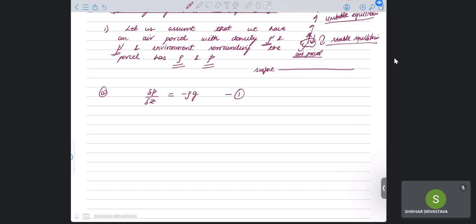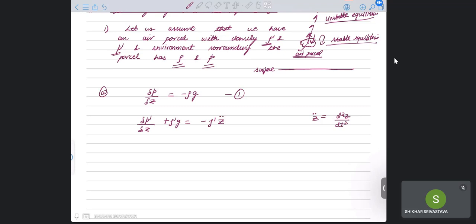Second thing is that you can simply write the vertical equation of motion for the air parcel. Suppose you displace the parcel about its mean position, so it will have some vertical acceleration. So we can simply write for the parcel also this equation: del P upon del Z plus rho dash G is equal to minus rho dash Z double prime. Z double prime means d2z by dt square.